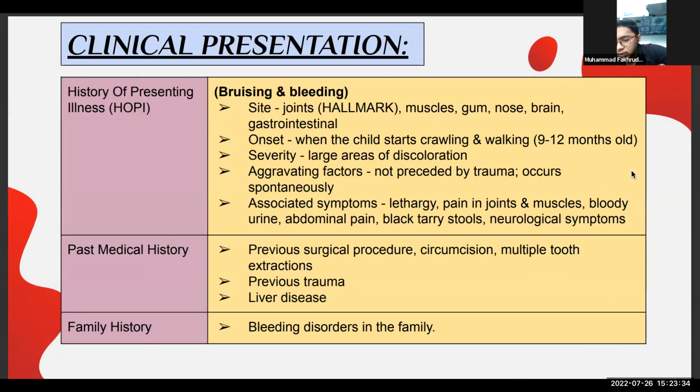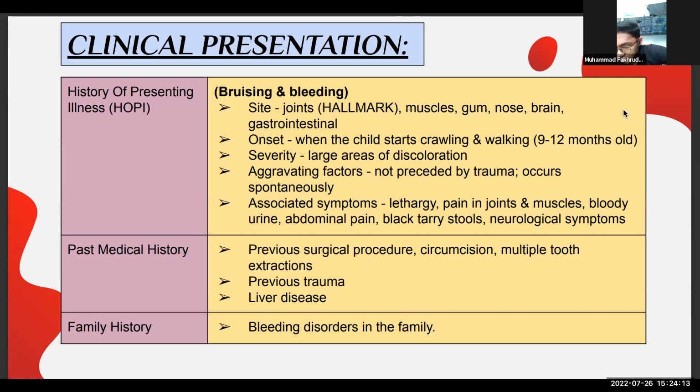Okay, next, we go to the clinical presentation. In history, usually the patient with hemophilia will come to us with bruising and bleeding. Firstly, we need to ask the site of the bruise. It can be at the joint, and if it occurs at the joint, it is a hallmark for hemophilia. It also can involve muscle, gum, nose, brain, and gastrointestinal tract.